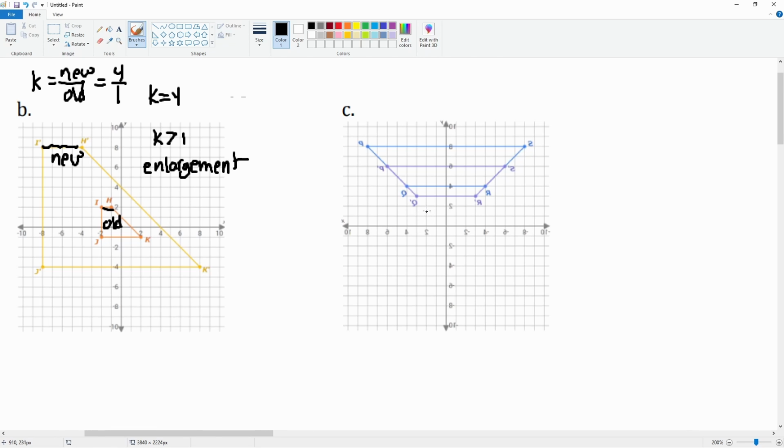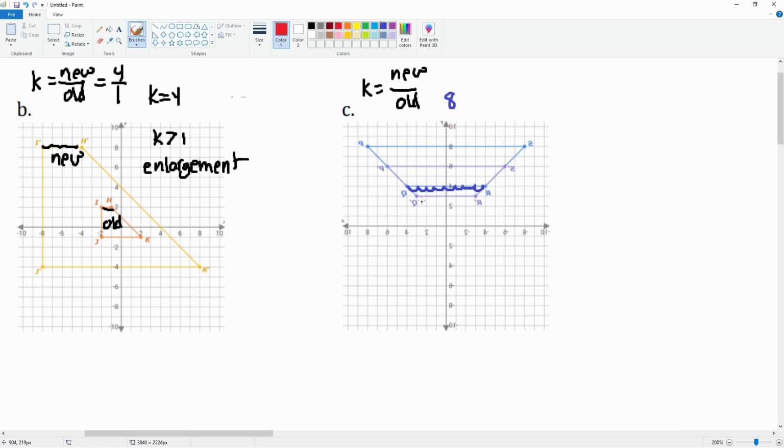And C, let's take a look here. It's hard to see. The blue is, let's see, K equals new over old, and the old is the one that is the regular letter. So I think it's the blue one. Yeah, 1, 2, 3, 4, 5, 6, 7, 8. So the old is 8.